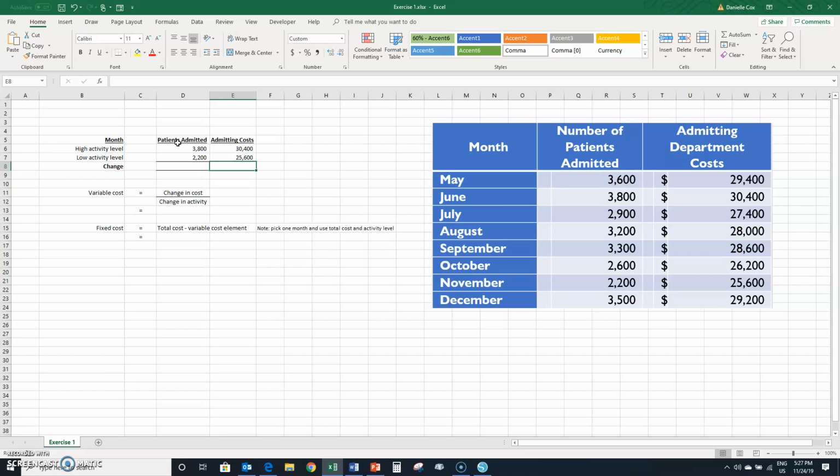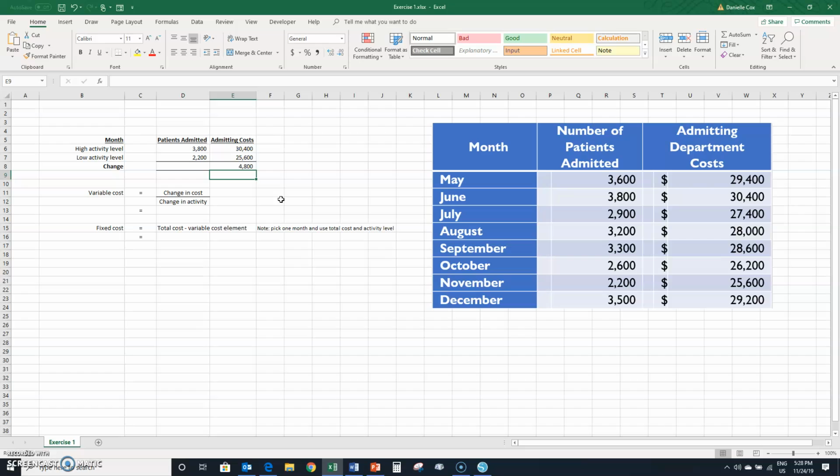Variable cost is the change in cost divided by the change in activity. The change in cost is the cost in the month with the highest activity minus the cost in the month with the lowest activity. The change in activity is the activity level in the highest activity month less the activity level in the lowest activity month. The cost for the highest month was $30,400 and the cost for the lowest month was $25,600. Therefore, the change in cost is equal to $30,400 minus the $25,600, which is $4,800.